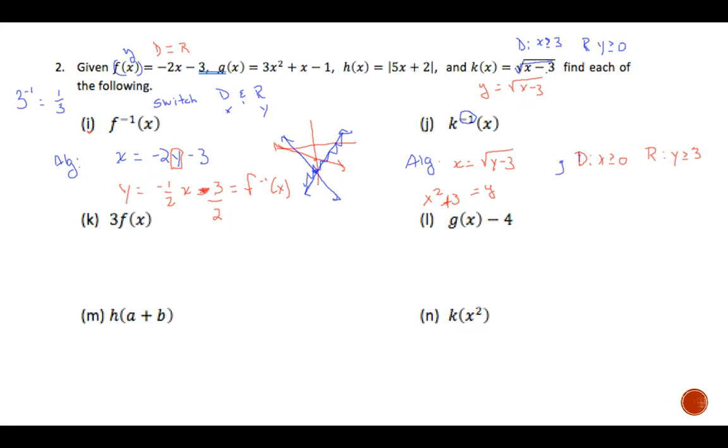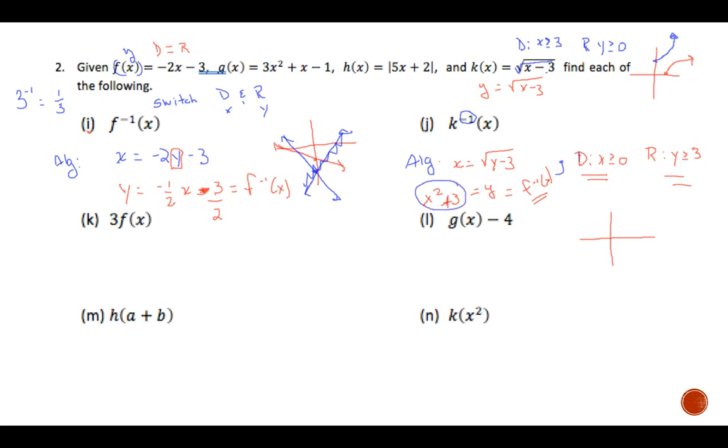Remember, this graph, the original graph, is the top arm of a sideways parabola. The inverse has a domain of x is greater than or equal to 0 and y is greater than or equal to positive 3. That graph looks like this. I'll put it up here. The right arm of this full parabola, right?